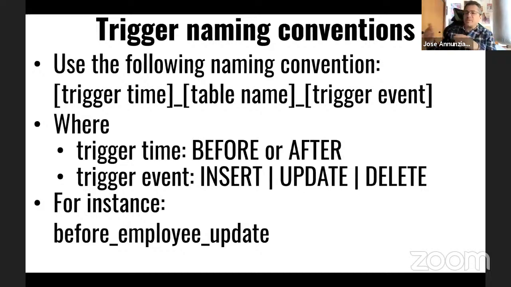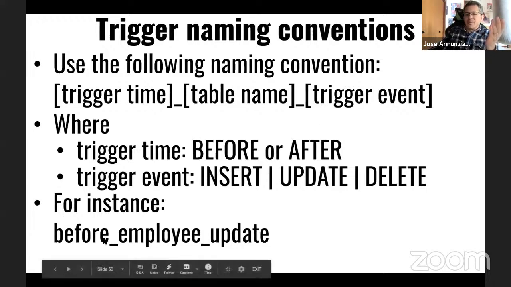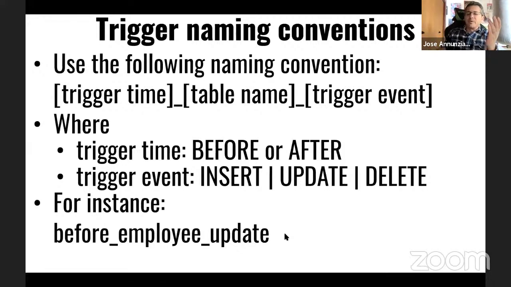So you can decide whether you want to do it before or after, whether it's an insert, update, or delete, and on what table. A common naming convention for a trigger is the trigger time, whether it's before or after, the name of the table, and then the event. So an example might be before employee updates. That's a common name: before I update the employee, I want this to happen.